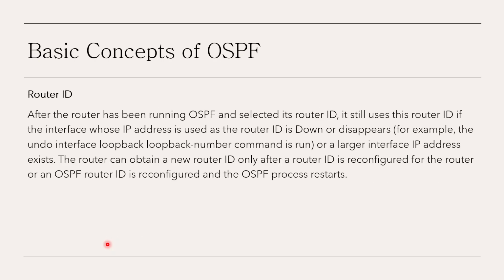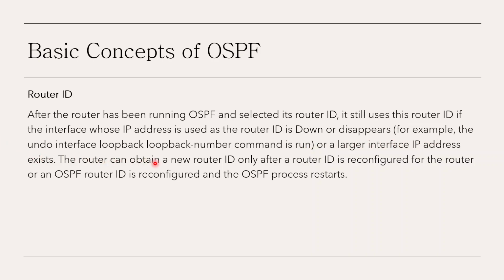Also, there is one rule: after the router has been running OSPF and has selected its router ID, it still uses this router ID even if the interface whose IP address is used as the router ID goes down or disappears. For example, if the router goes down and OSPF selected the highest interface IP as the router ID, then what will happen? It will look at a second scenario, where the interface disappears. For example, the undo ip loopback command is done, or a larger IP address exists.